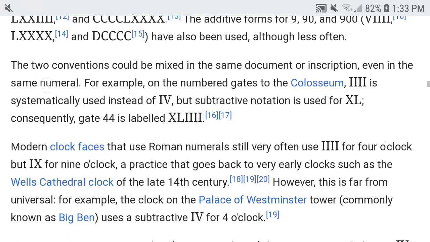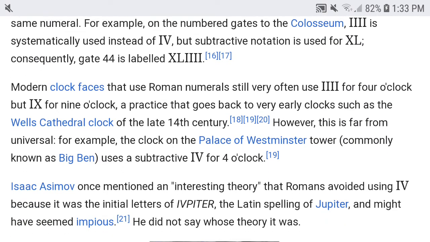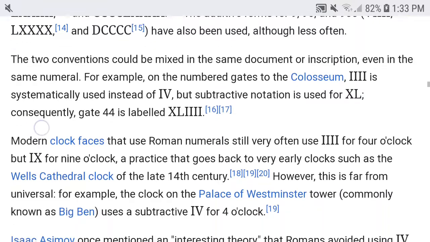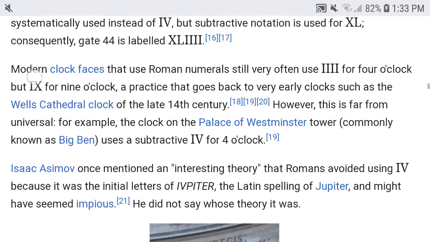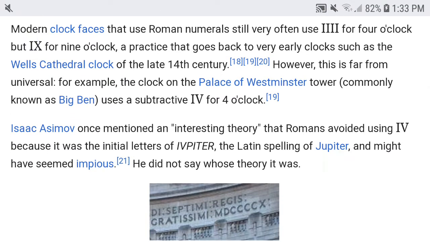So modern clock faces that use Roman numerals still very often use IIII for 4 o'clock, but IX for 9 o'clock. A practice that goes back to very early clocks. Yeah, it's just an inconsistency, right? Why is 4 written with four I's and 9 is not V followed by four I's, right? There's no structure, right?